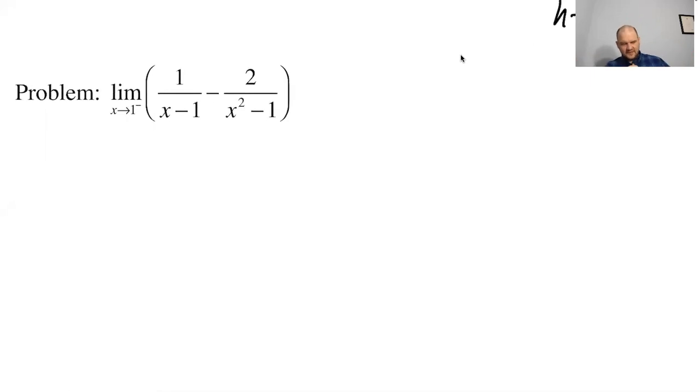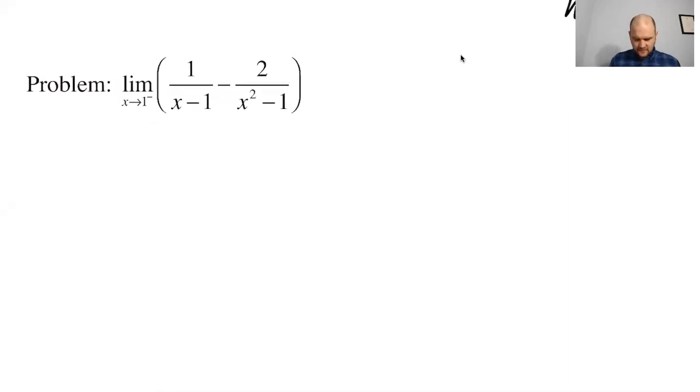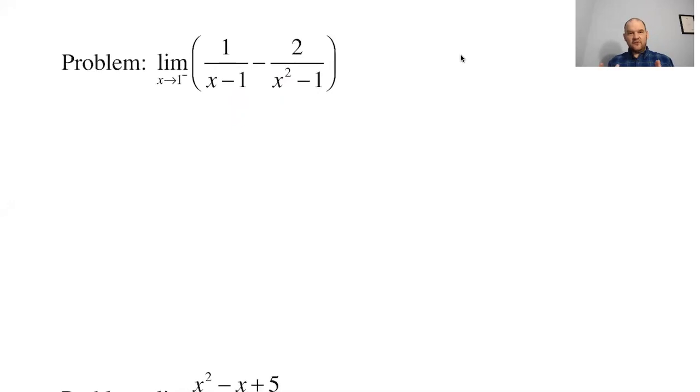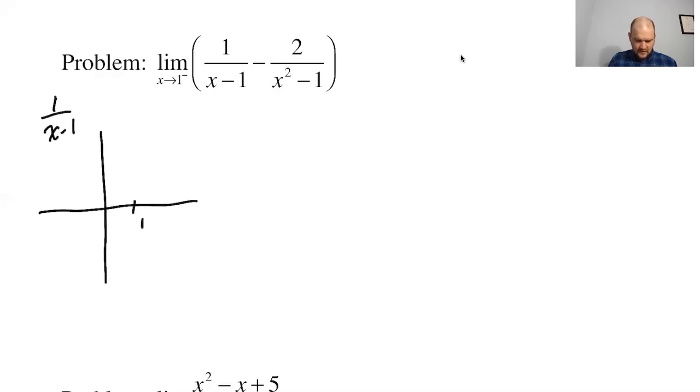All right, what is happening here? We need to figure out just in general what's happening. I'm going to look at the graph of 1 over x minus 1, which is 1 over x shifted to the right. So this will be a graph of 1 over x minus 1. 1 over x, you should have it in your head. You should just know what that looks like.